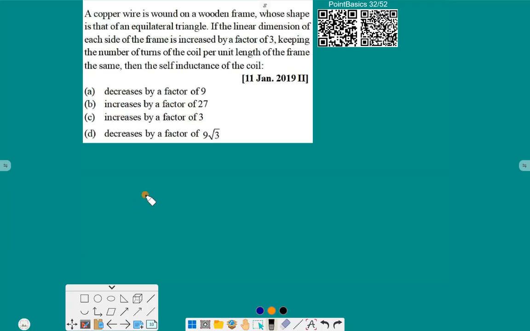A copper wire is wound on a wooden frame whose shape is that of an equilateral triangle. If the linear dimensions of each side of the frame increase by a factor 3, keeping the number of turns of the coil per unit length of the frame the same, then the self-inductance of the coil will be. So we have to find out self-inductance, and it is mentioned that it is in the shape of an equilateral triangle.